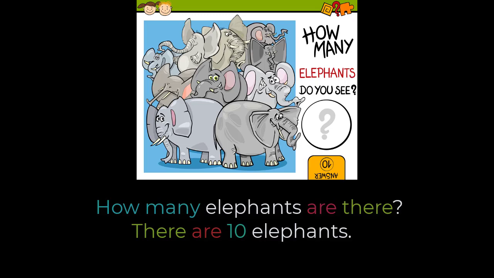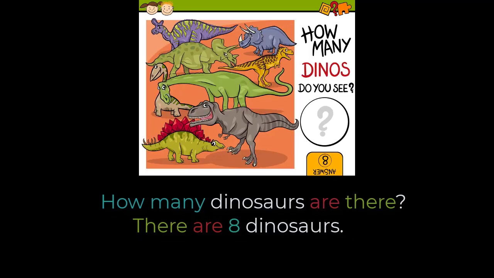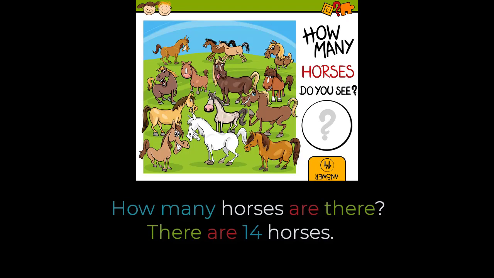How many elephants are there? There are 10 elephants. How many dinosaurs are there? There are 8 dinosaurs. How many horses are there? There are 14 horses.